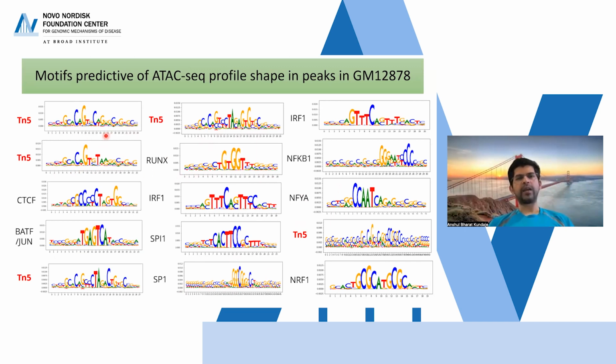And thankfully, if you stare at motifs long enough, you realize, wait, you know what? This looks like the sequence preference of the Tn5 enzyme. I've seen this before. So you're like, okay, something weird's going on.